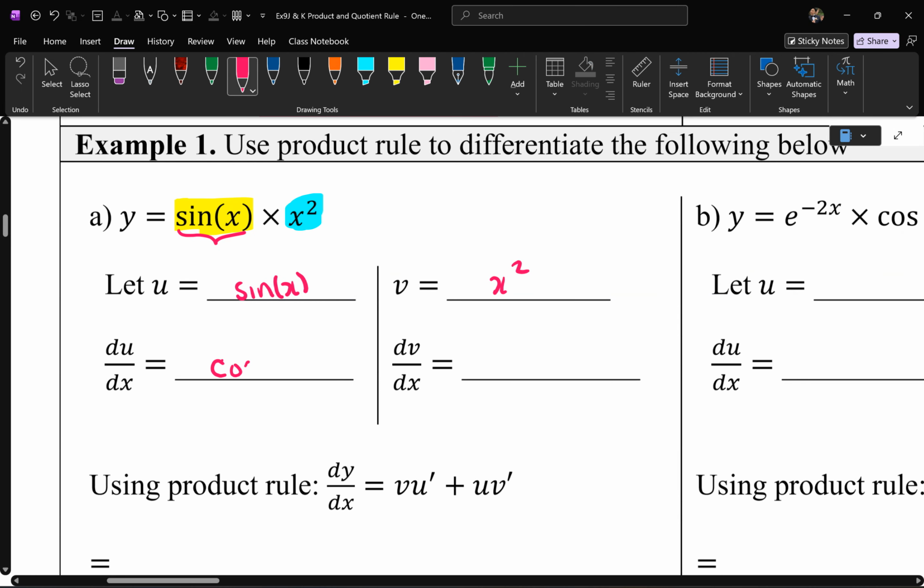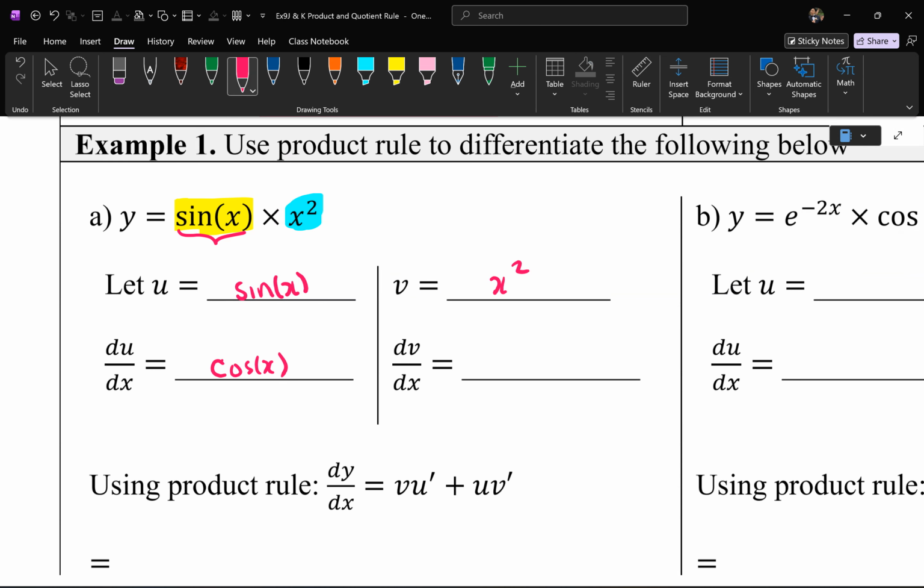Cosine of x, very good. So cos of x, and it's the positive version. Again, you can look at the rules. What's the derivative of x squared? Let's go with Erwin. 2x. Beautiful. So now we've got sine x, cos x, x squared, 2x.